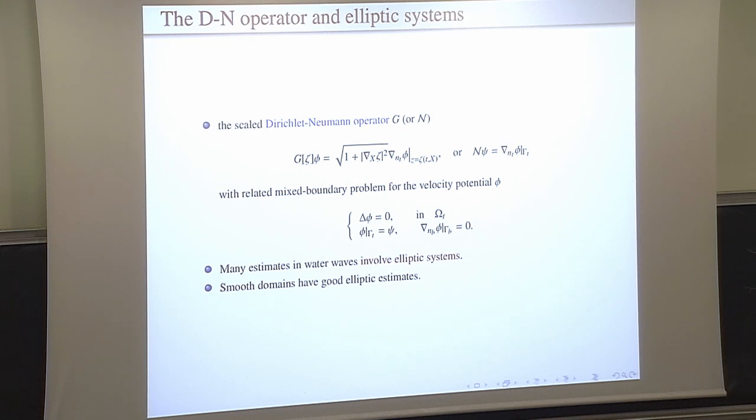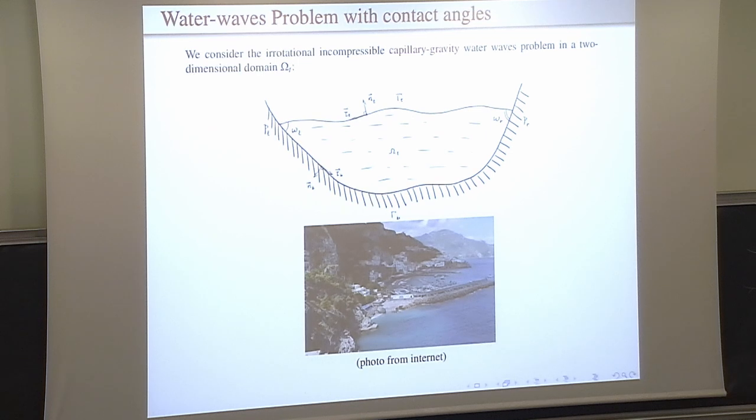And there are also many analyses on this operator, and I will omit the references for a moment. Here the many estimates just involve the elliptic system, so it's very important to deal with elliptic estimates. Of course, in the case of smooth domains, elliptic estimates are already well developed. And including Lipschitz domains, there are already enough elliptic estimates, which I will mention very soon.